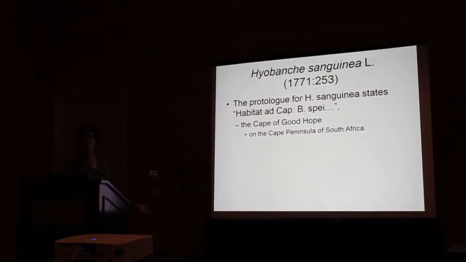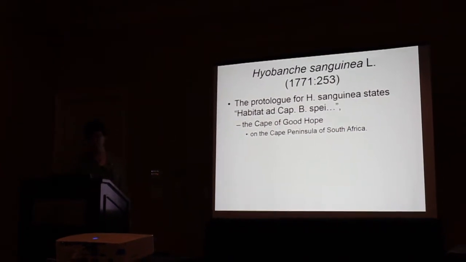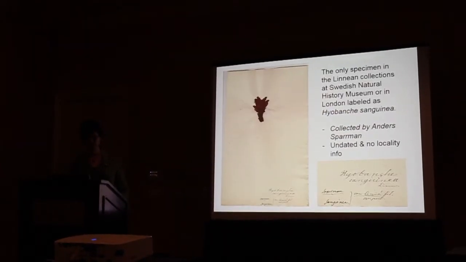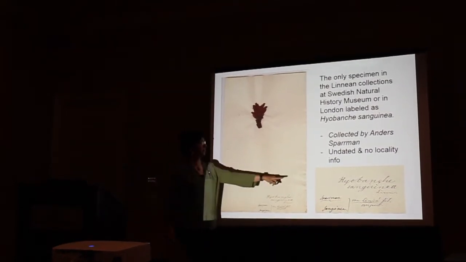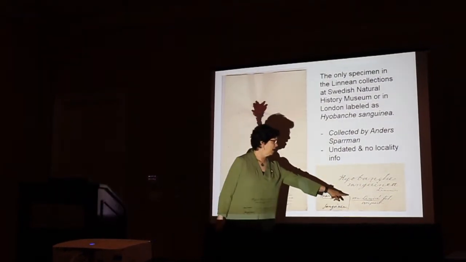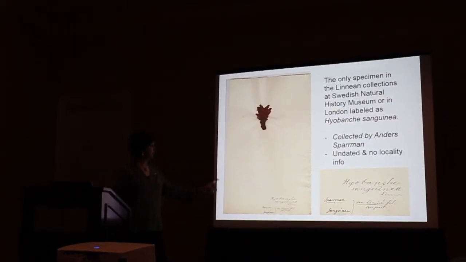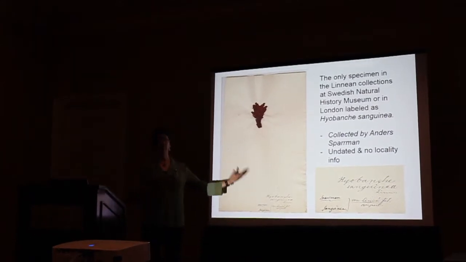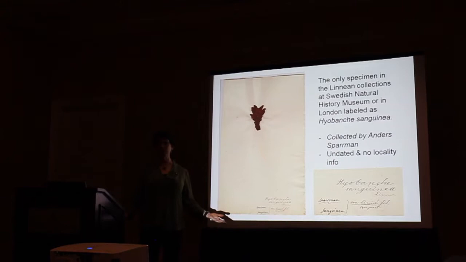Well, okay, so that should be the type locality. That would be on the Cape Peninsula of South Africa. This is the only specimen in the collection that actually is called Hyobanche sanguinea. And this was annotated by von Linné, and it was collected by Anders Sparman, and that's the information. That's all there is. There's no date, there's no locality.